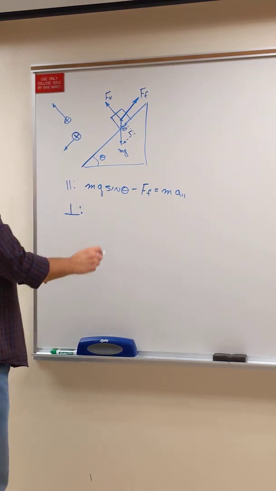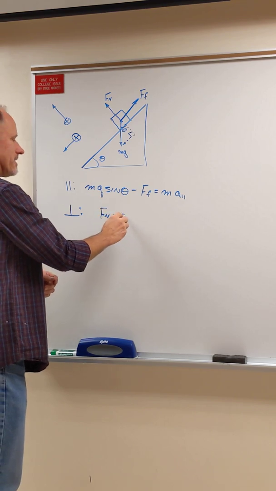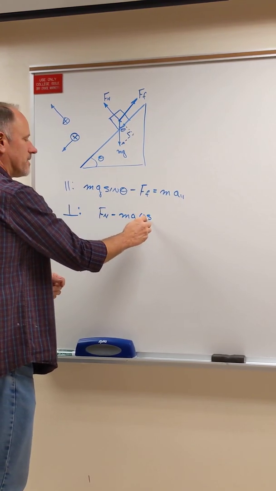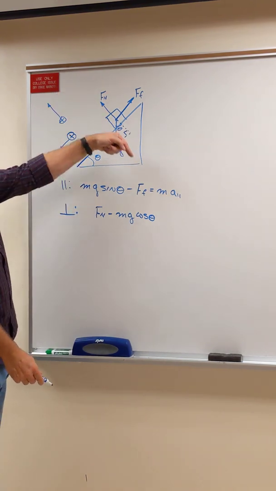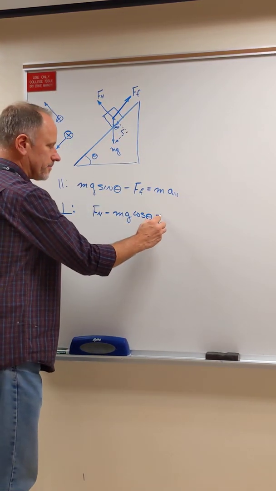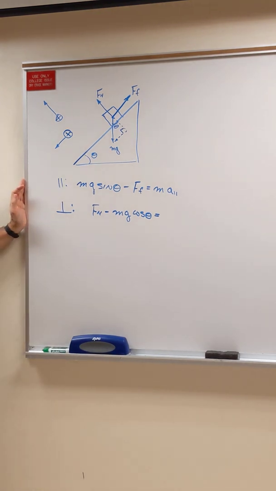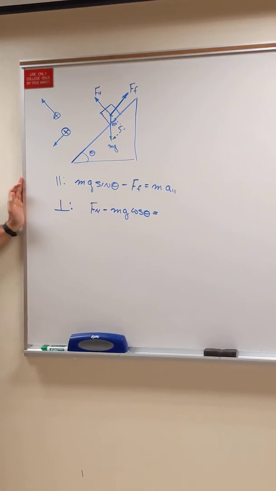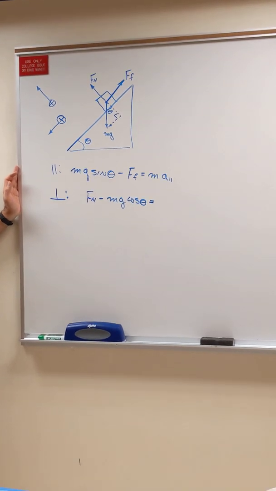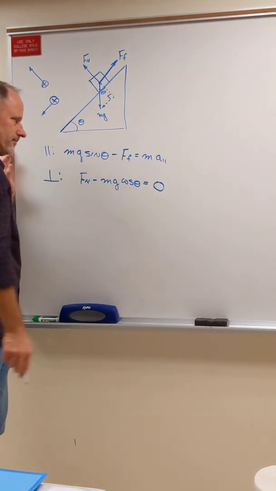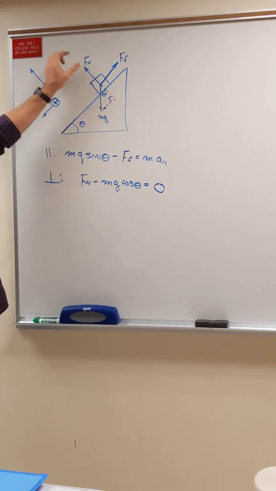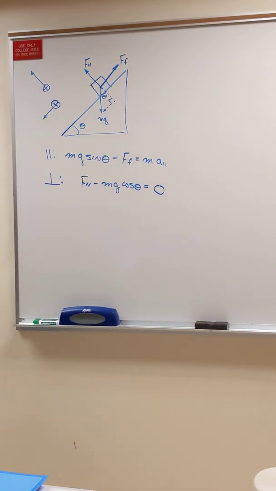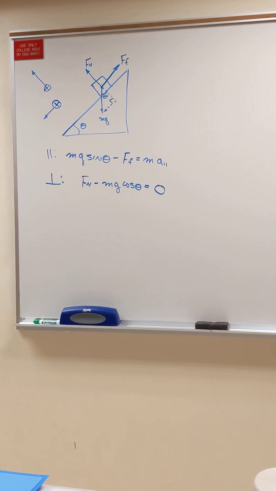Okay. Force normal minus mg cos theta equals 0. Is the box going up or down? Well, it must be balanced. Might be levitating. It might be if there's maybe a magnetic force there or something, right? Potentially. But there isn't. This is physics 1, right?